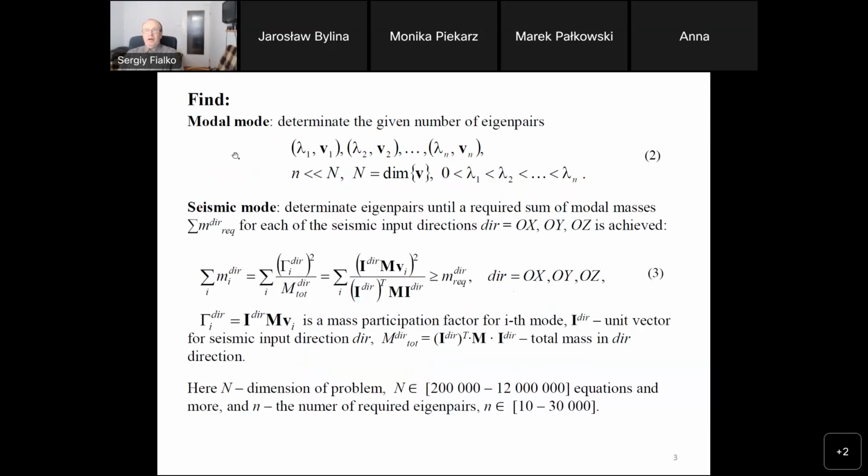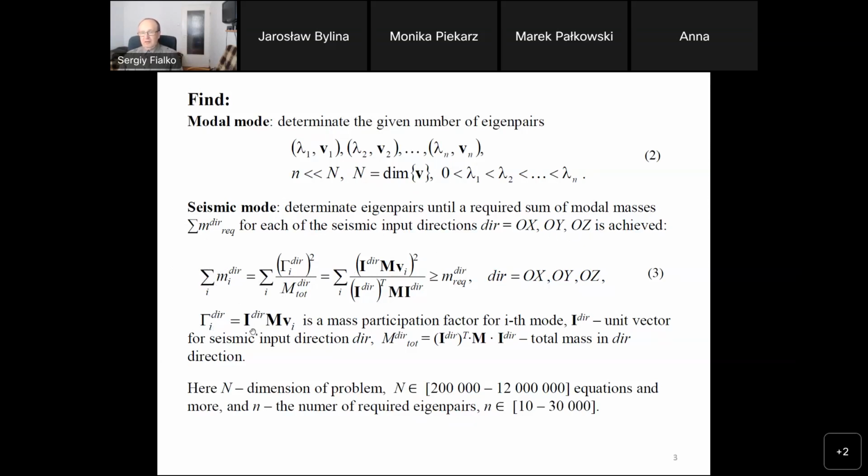We apply the modal mode as well as the seismic mode. In modal mode, we determine the required number of eigenpairs, where small n is the required number of eigenpairs, and large N is the dimension of the problem. In seismic mode, we determine eigenpairs until a required sum of modal masses for each of the seismic input directions X, Y, Z is achieved. The sum covers all extracted eigenmodes.